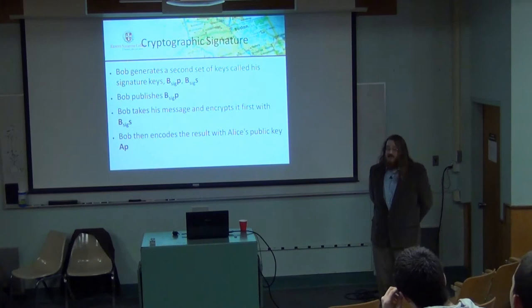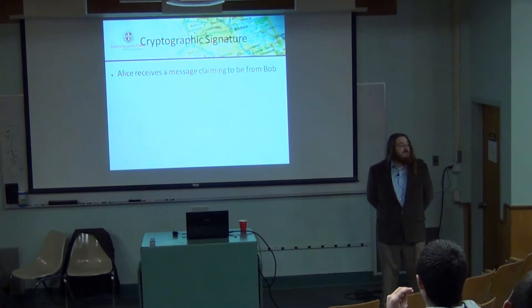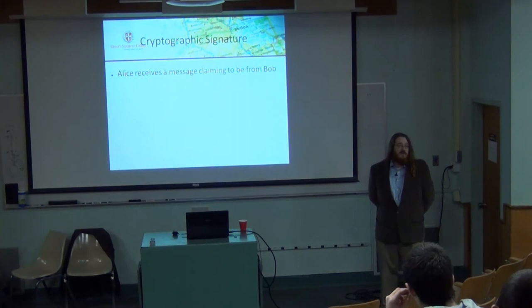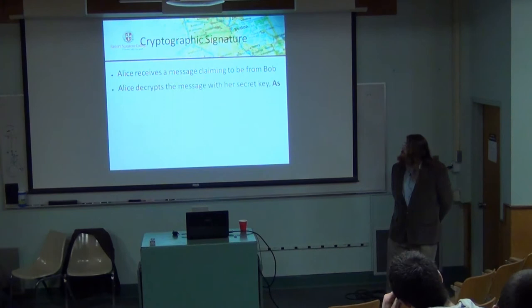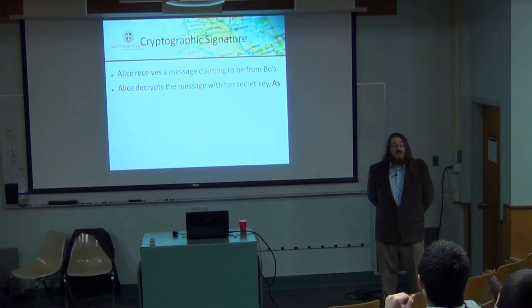Alice receives this. She takes the message, and the message says it's from Bob. It's supposedly from Bob's email address. Well, I don't know if you know this. It's actually very easy to fake or spoof an email address. It's not at all difficult. So how does Alice know it's from Bob? She decrypts the message with her secret key. Well, at least the message was secure. Then what does she do? She applies Bob's public signature key to the message.